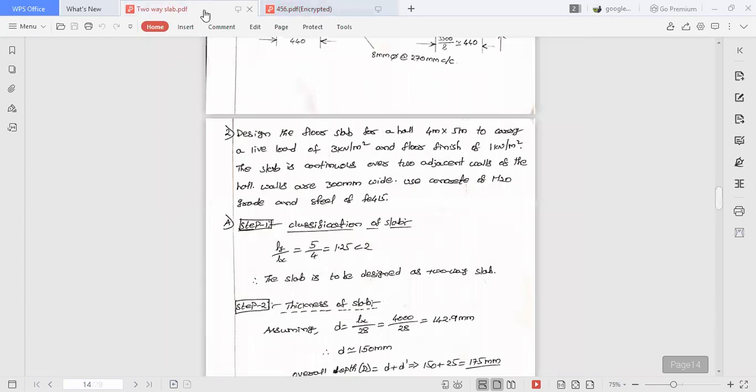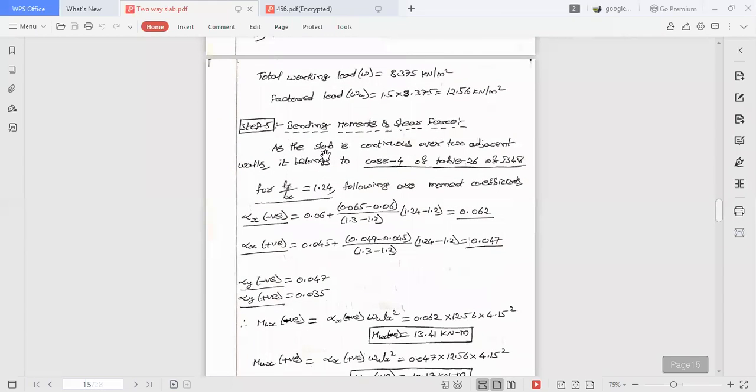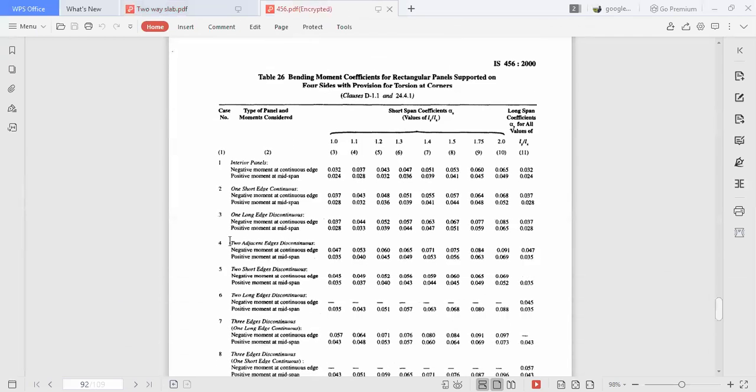And for that case, I have written here, as the slab is continuous over two adjacent walls, it belongs to case 4 of table number 26. This is table number 26, which belongs to case number 4.